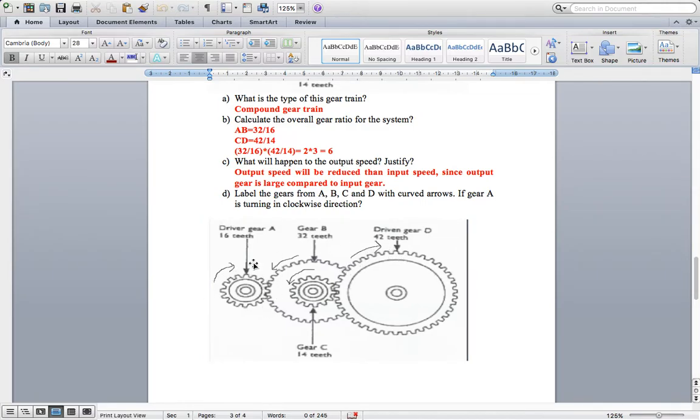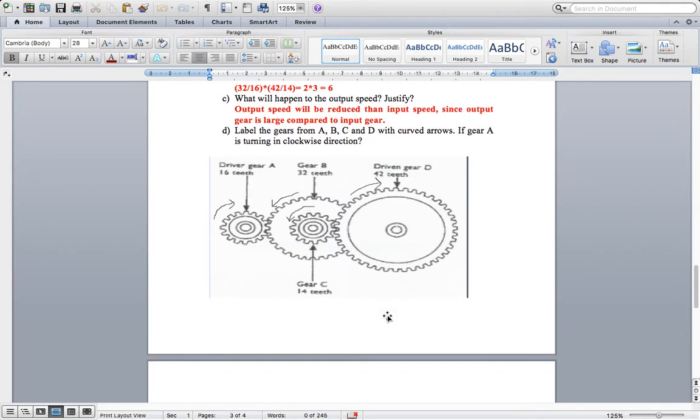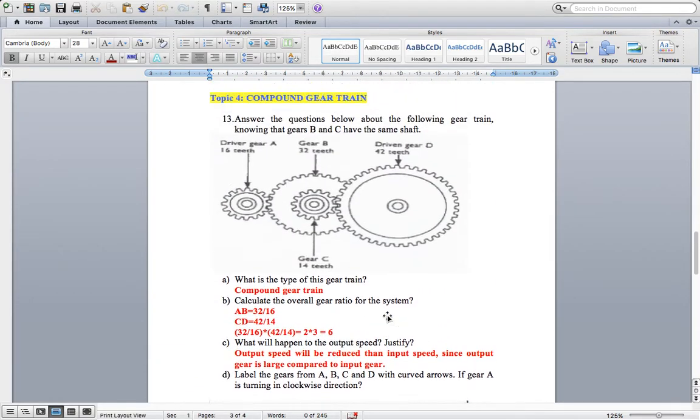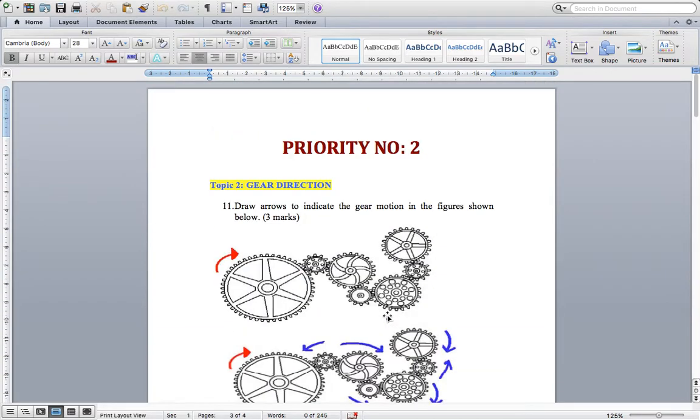So now you will mark it with this, and you can see that if you are moving gear A clockwise, your gear D will be in the same direction. So this is all about the priority number 2 question. So please concentrate on this priority. Inshallah, you will get full marks in this type of question.